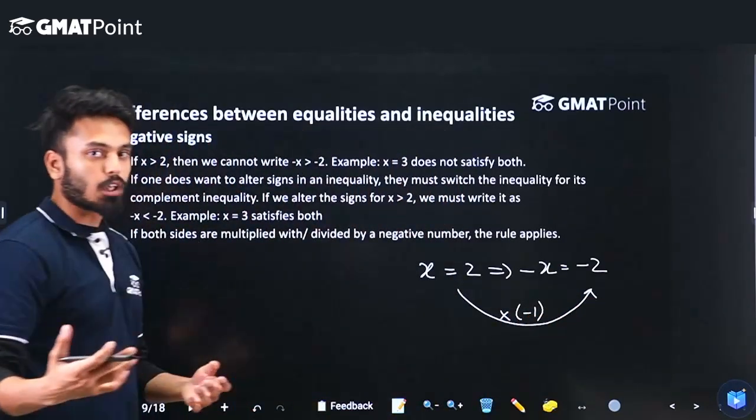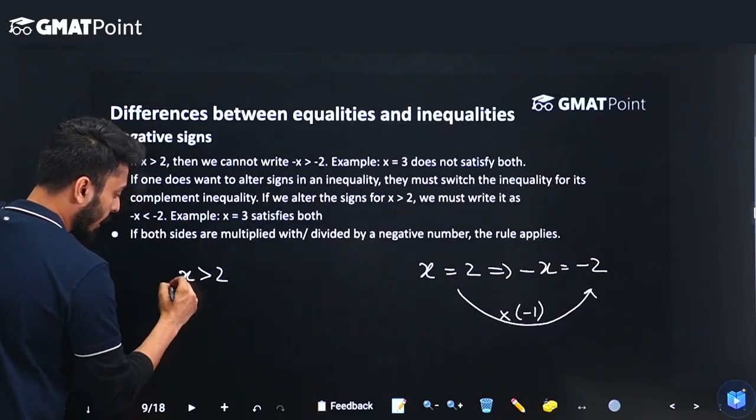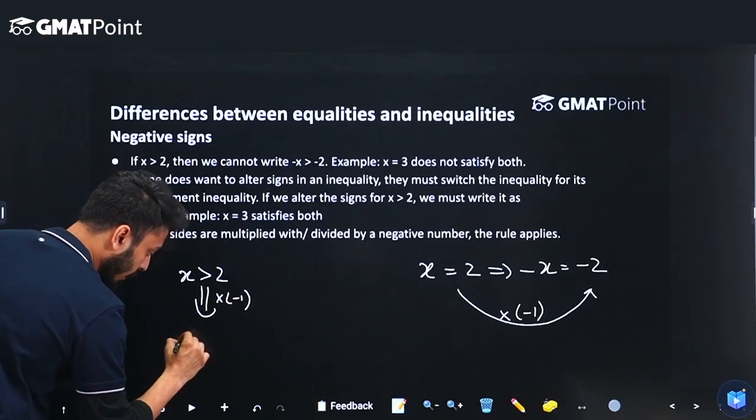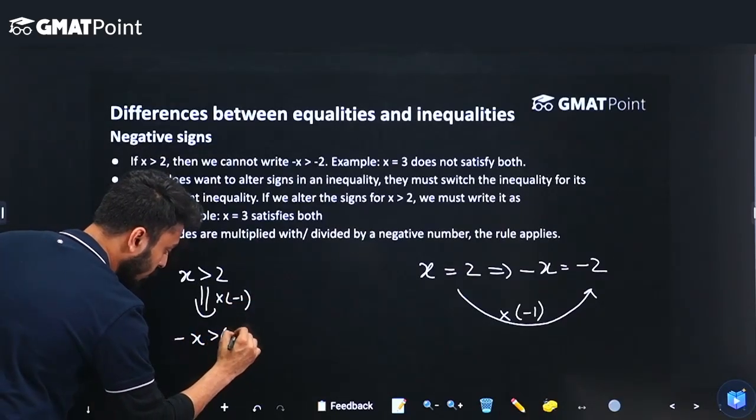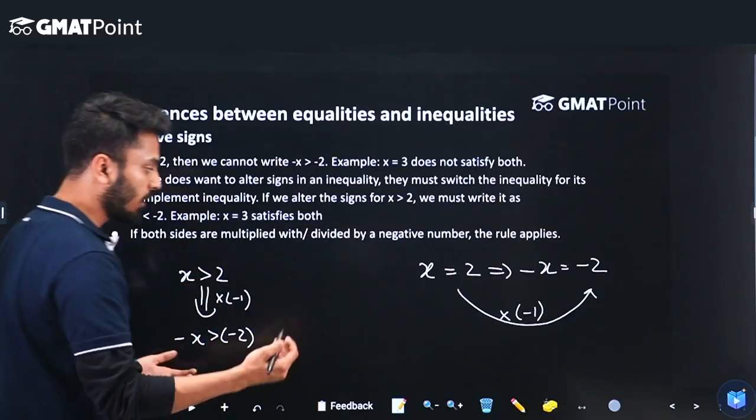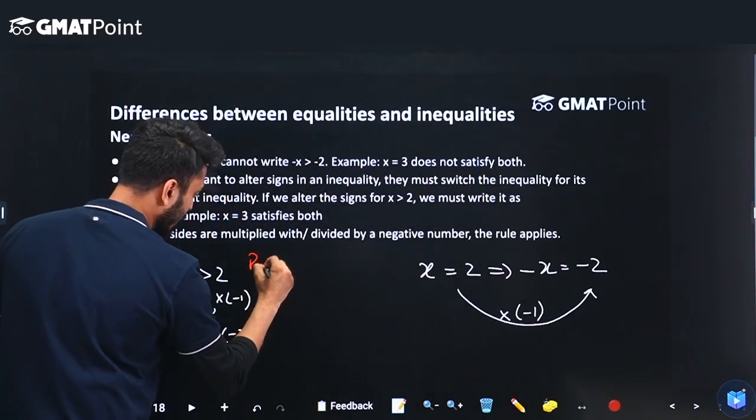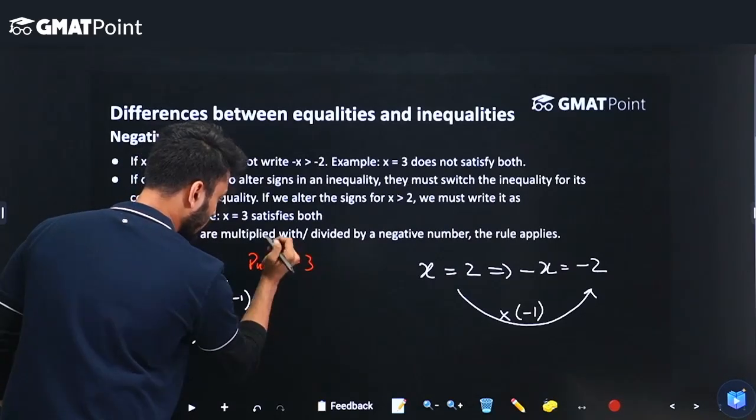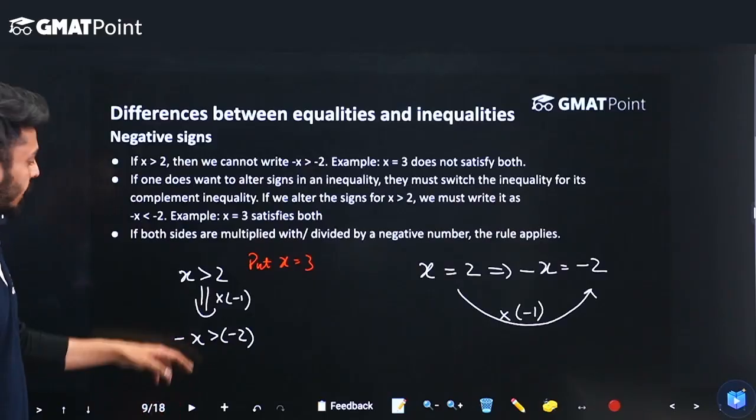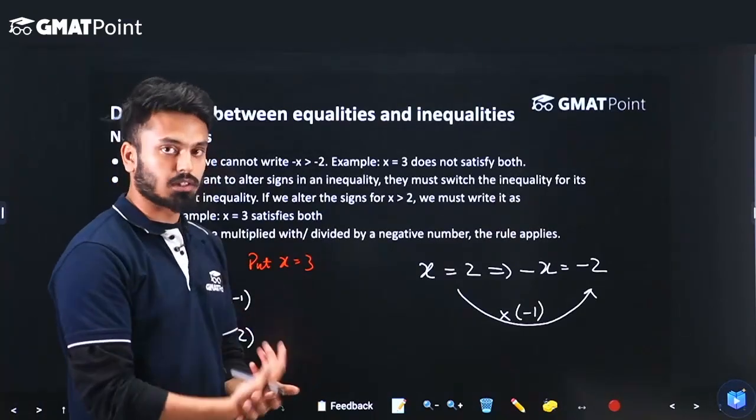But let's look at what happens if this was an inequality. If I had x greater than 2 and I simply multiplied both sides with minus 1, I would have minus x greater than minus 2. Now, to check whether or not this is a valid operation, we can test it with an example. So let's say I put x equals 3 to check this. If it satisfies both versions, that means the operation is valid. If it satisfies only one of them, that means the operation is invalid, right?